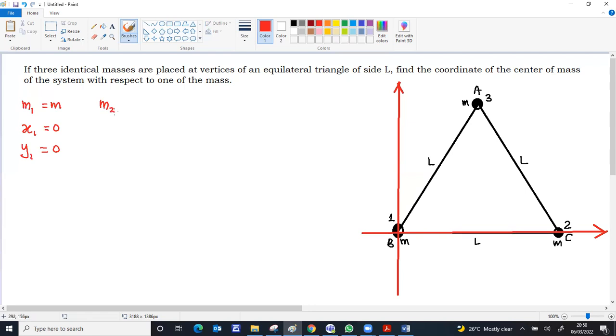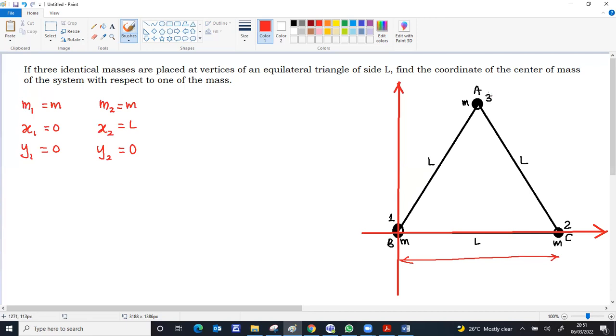Mass 2 at C. Mass is m. X coordinate means its distance from the origin to that particular point along the x-axis. That will be L. So x coordinate is L. Y coordinate for a particle on the x-axis is 0.